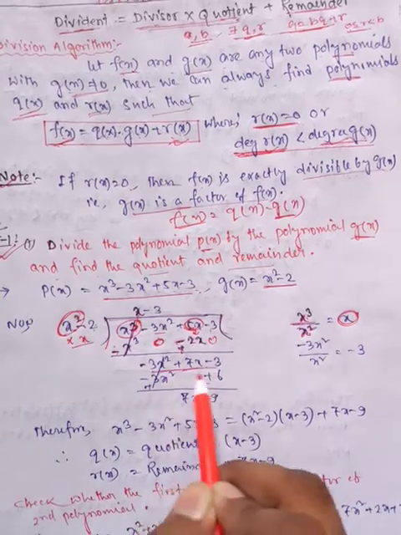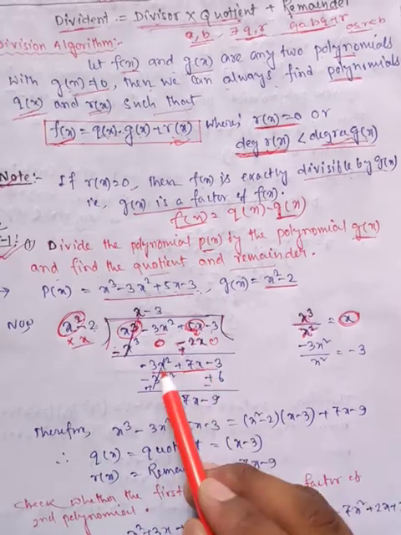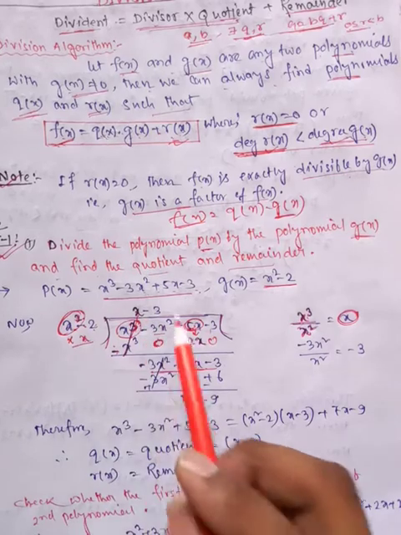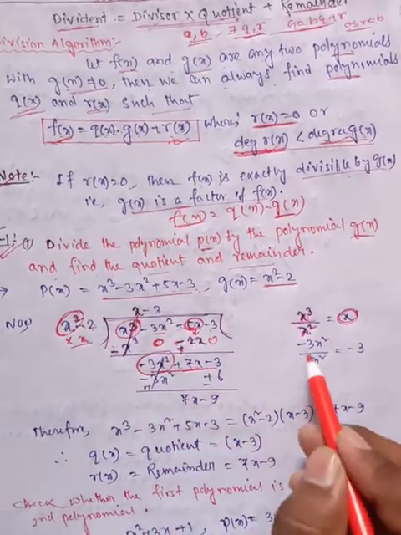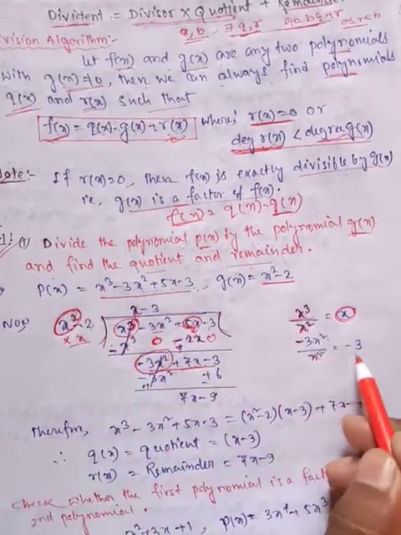So your remainder term is 3x square plus 7x minus 3. Now here the degree of this polynomial is equal to the degree of the divisor, it is not less than. So now take the first term of this, it is minus 3x square, divided by the first term of the divisor, which is x square, so you get minus 3.